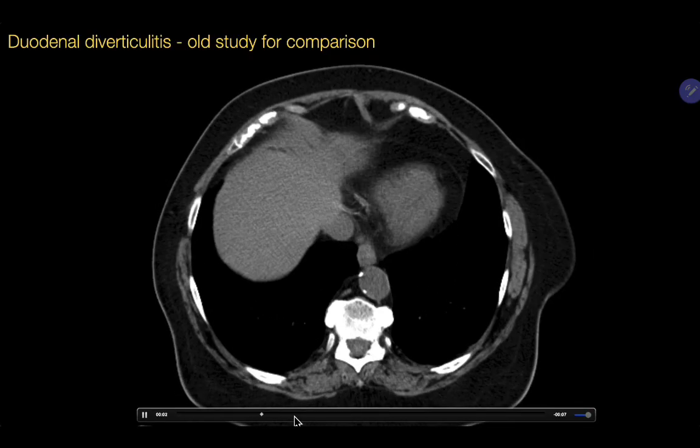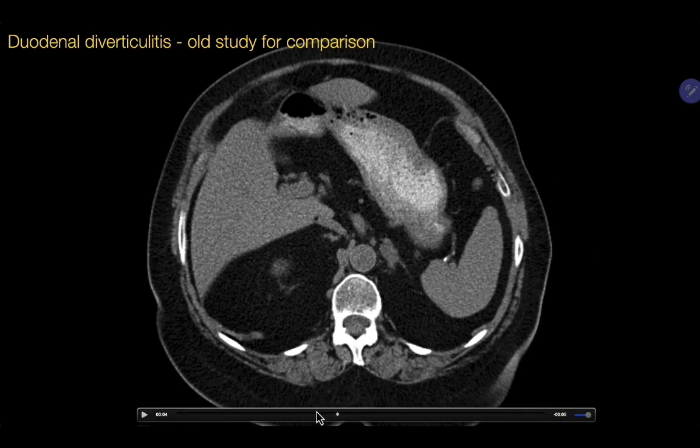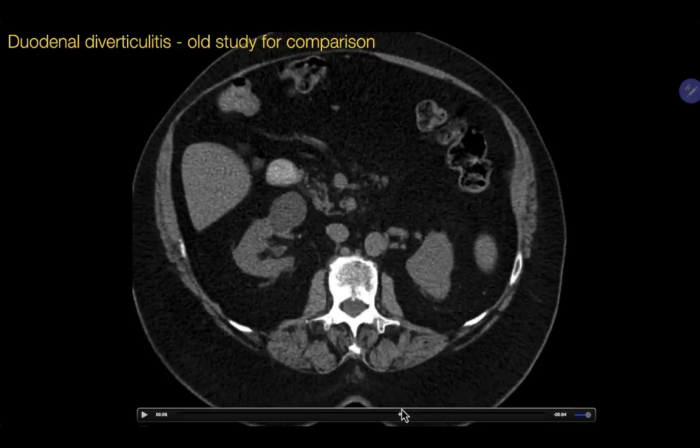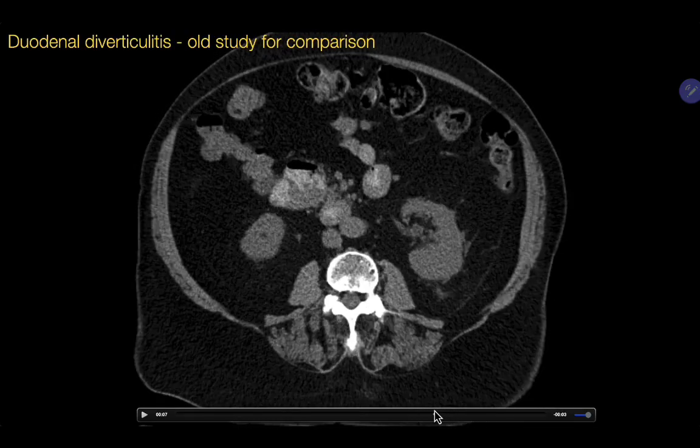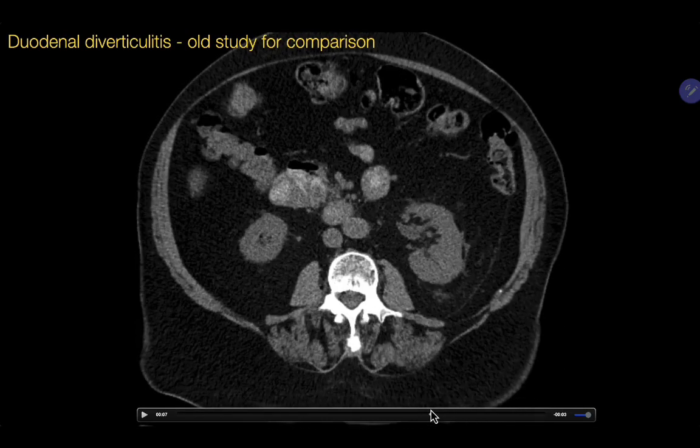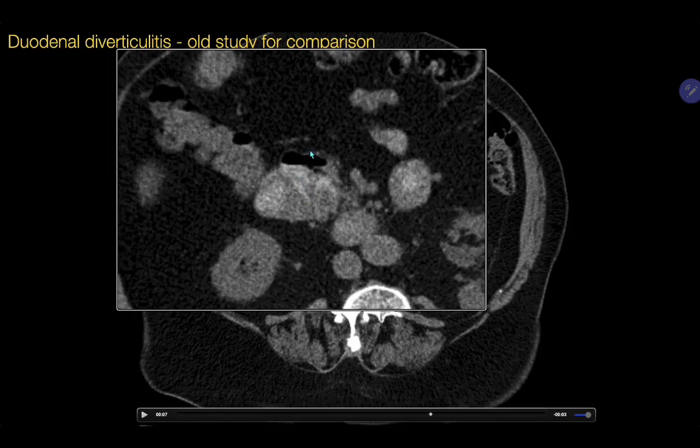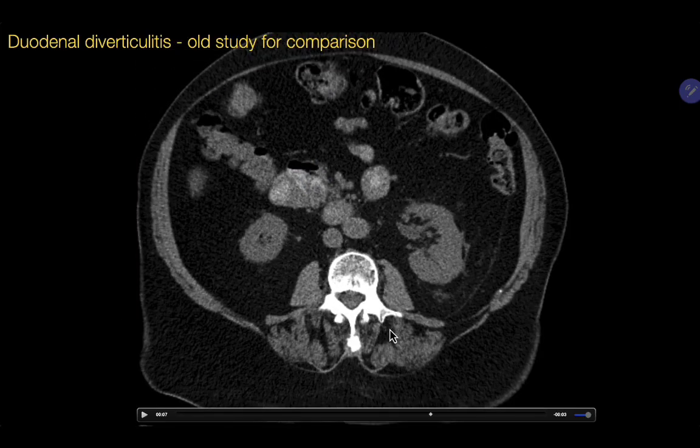So while it's not necessary to have older studies to properly make this diagnosis, it certainly can help. And so this patient had an older study for comparison, which shows the decompressed and non-inflamed diverticulum, which helped to make a much more confident diagnosis in this case.